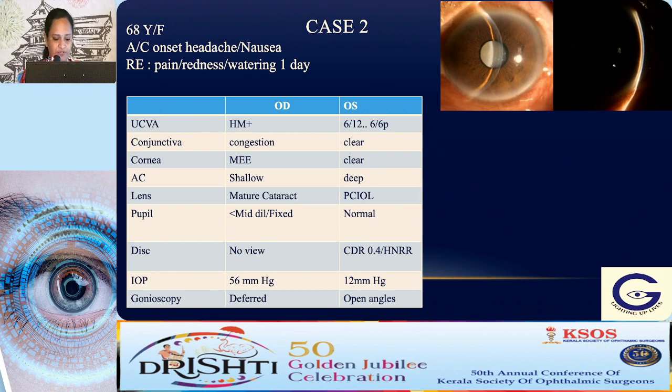Intraocular pressure was 56 millimeters of mercury. Other eye was pseudophakic with CD ratio 0.4 and the angles were open. So this was a case of lens-induced acute angle closure, and here also the mechanism was pupillary block.